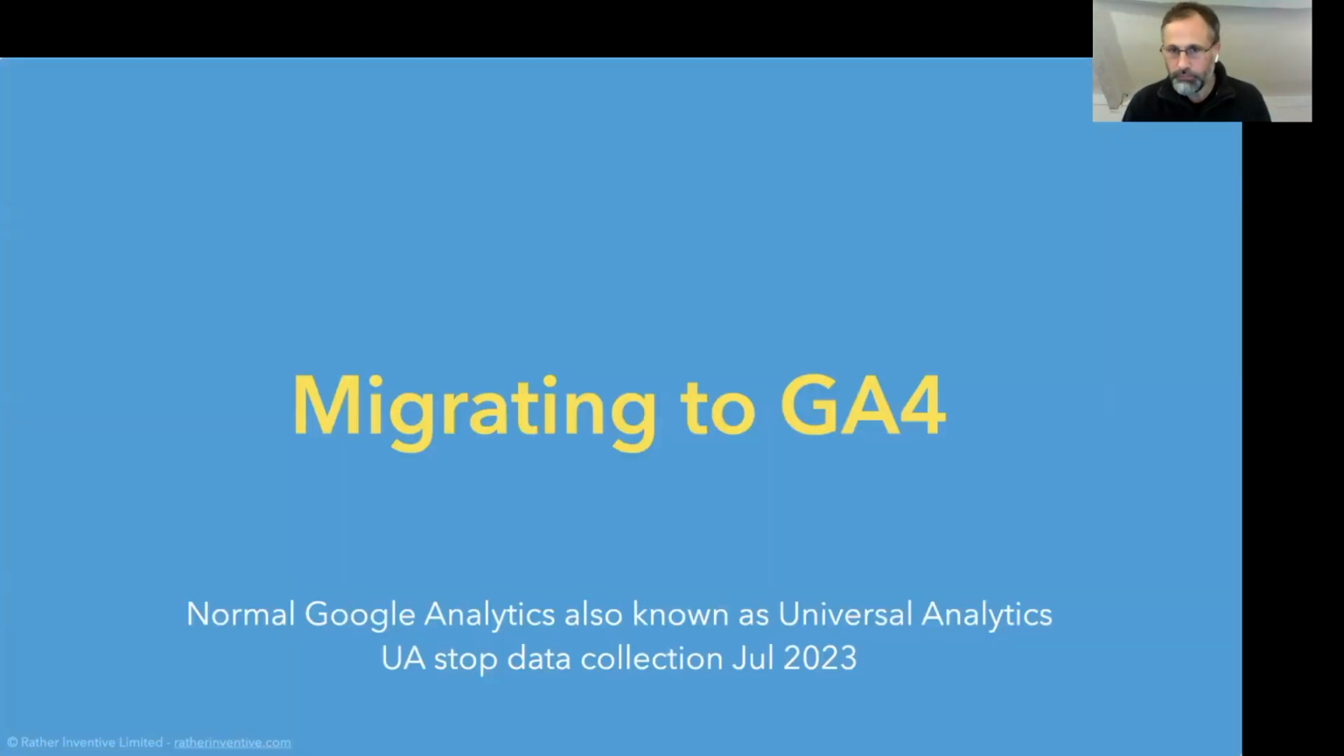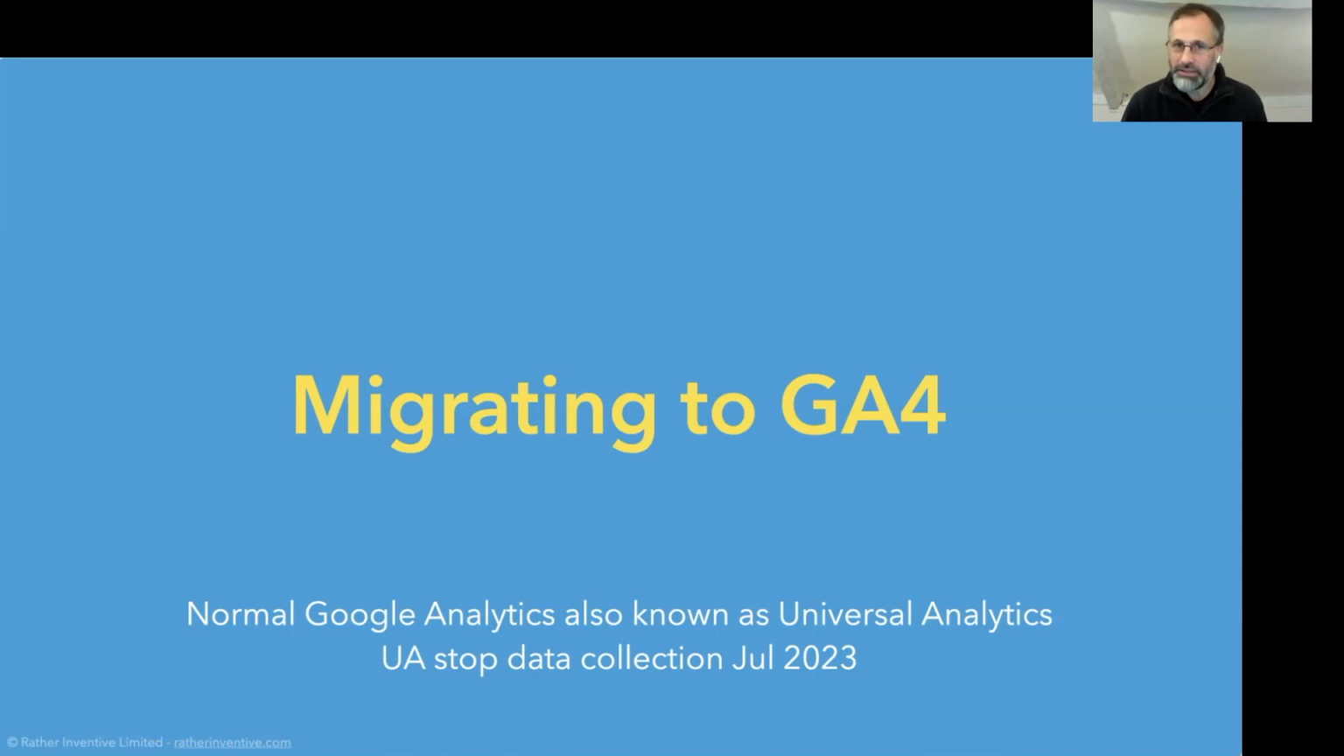Anyway, so migrating to Google Analytics 4, it's reasonably straightforward. I'm going to give you a little bit of an example. It's difficult to show exactly how it works because once I've migrated a website, then it's migrated through to Google Analytics 4. So I'm going to half migrate a website so you can see it working. But the important thing to know is that Universal Analytics will stop data collection next year, July 2023.